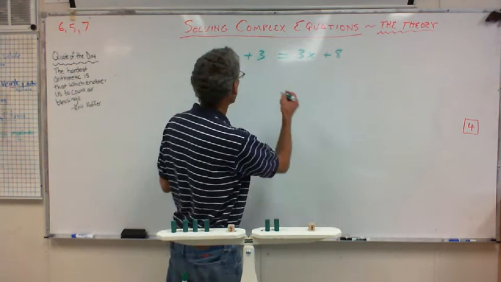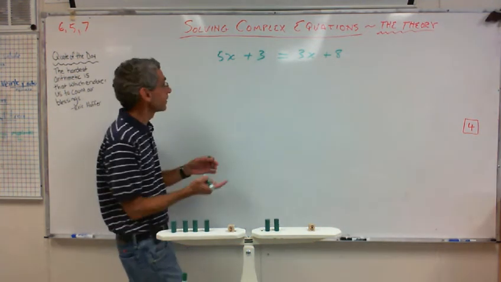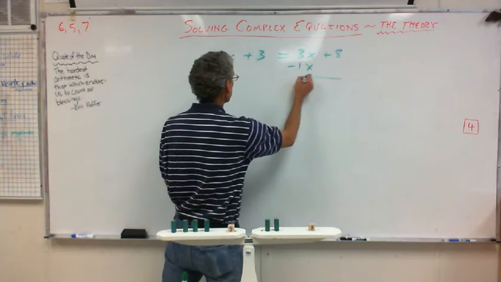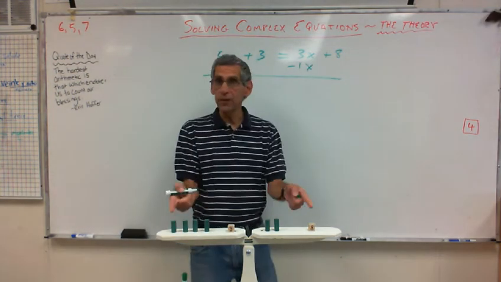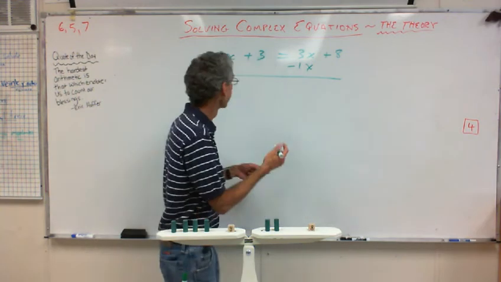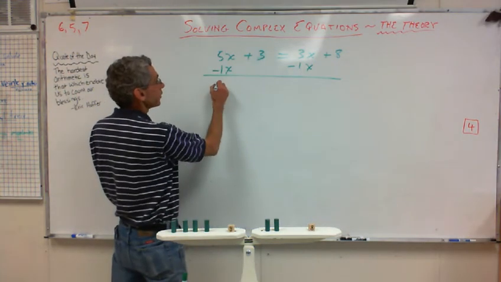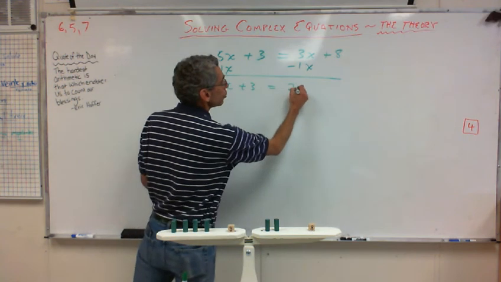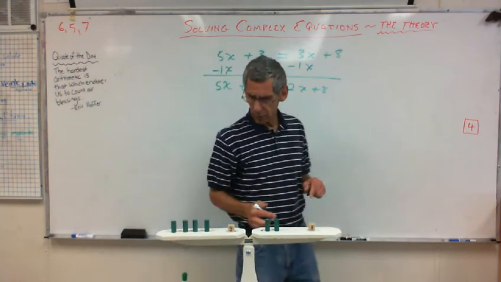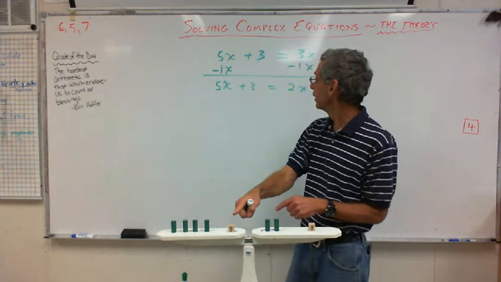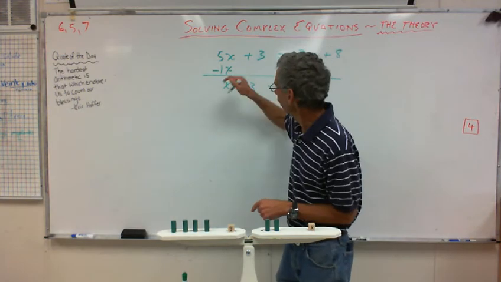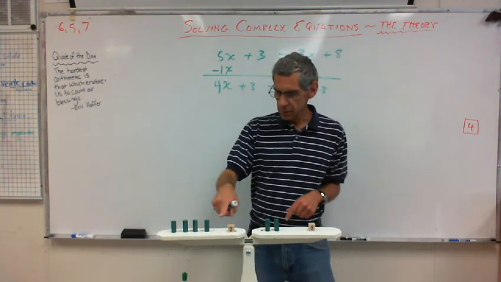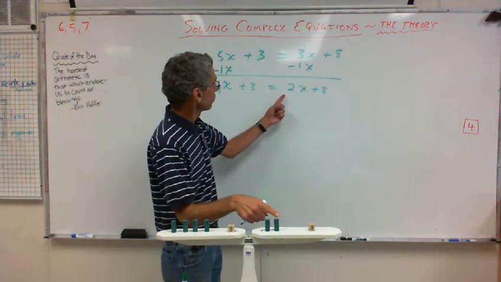So I just subtracted an x. Would you agree with me? I took away one x from both sides. Did I simplify the problem a little bit? Yeah. All right. So what did that give me now? I should have now four x's plus three is equal to two x's plus eight. Is that what I have? No, you have 4x's plus 3. 4x. Oops, sorry. I said 4 and I wrote 5. Sorry. 4x's plus 3 equals 2x's plus 8.